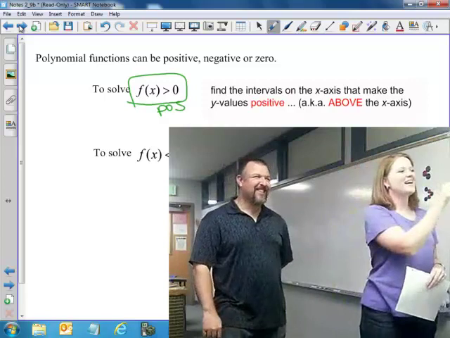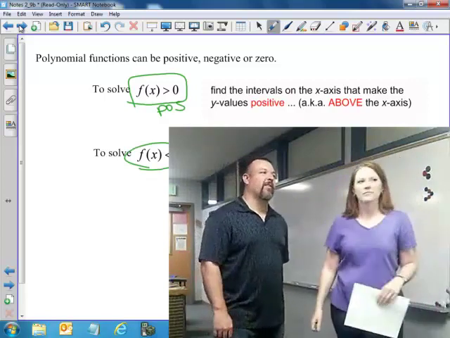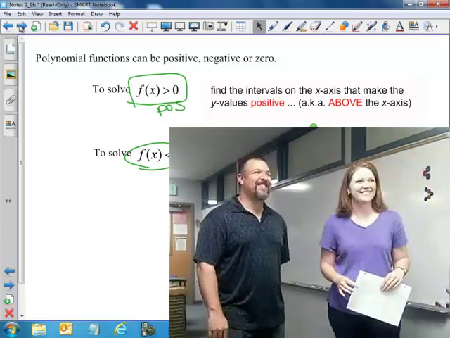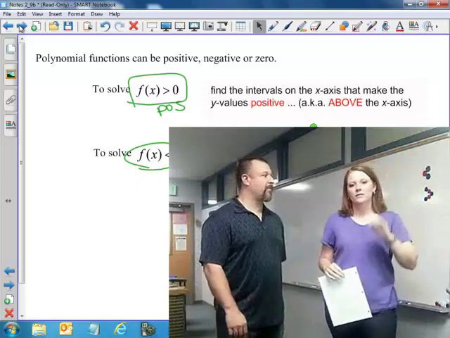And what does this one mean? f of x is less than 0. That means we want to be below the x-axis if we have a graph. So below the x-axis makes it negative. Above the x-axis makes the function positive.